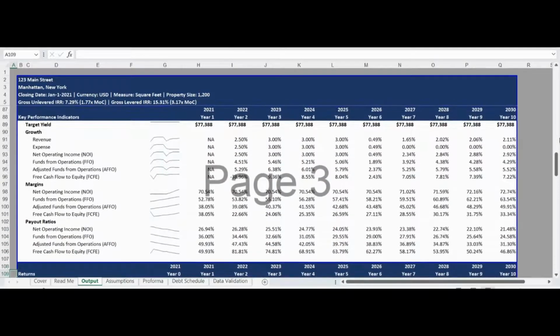A summary of key performance indicators on an annual basis are summarized as a data table. The key performance indicators include the targeted annual yield, growth metrics, such as net operating income growth, operating margins, such as the funds from operations margin, and key payout ratios, such as the adjusted funds from operations payout ratio.